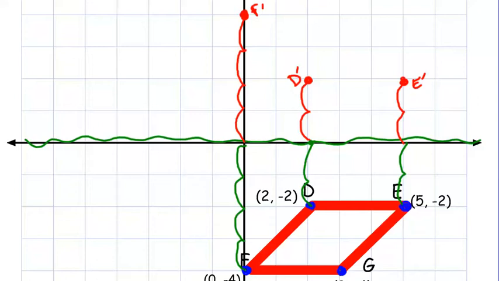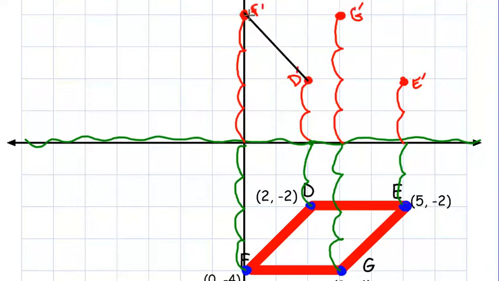And then G is 1, 2, 3, 4 spaces away. So G prime is going to be 1, 2, 3, 4 spaces away. And I'm going to label it G prime. Now, I know this looks a little confusing because we have all these loopy things going on here, but connect your dots. That's all you have to do, is connect your dots in the same way they are connected on the original figure, and you'll notice the figure has flipped.